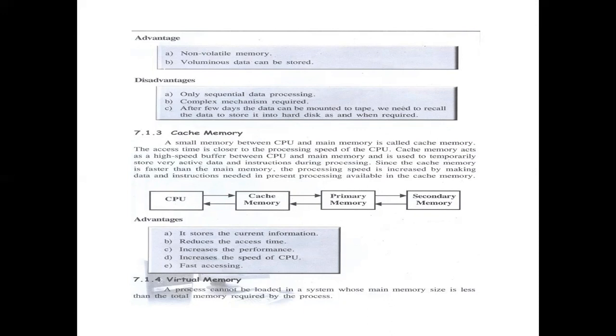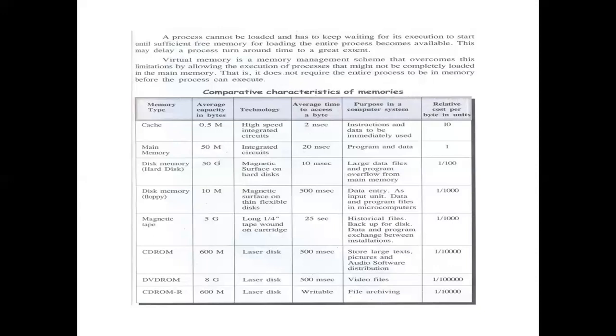Virtual memory. A process cannot be loaded in a system whose memory size is much less than the total memory required by the process. In this case, the process cannot be loaded and has to keep waiting for its execution to start until sufficient free memory for loading the entire process becomes available. This may delay a process's turnaround time to a great extent, so we go for virtual memory, which is a memory management scheme that overcomes all these limitations by allowing the execution of processes that might not be completely loaded in the main memory. That is, it does not require the entire process to be in memory before the process can execute.